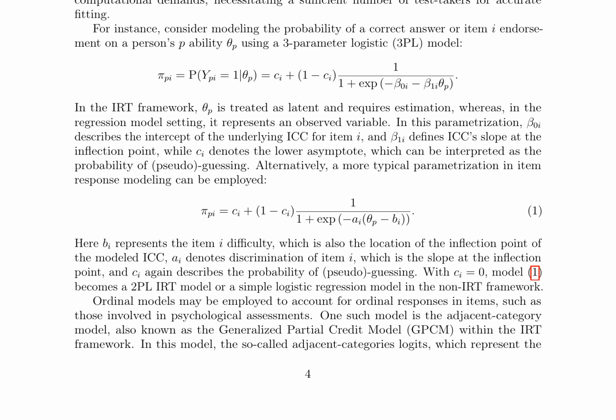The use of ordinal models, like the Generalized Partial Credit Model, GPCM, can also be employed to account for ordinal responses in items.